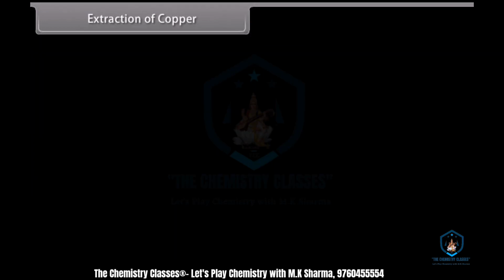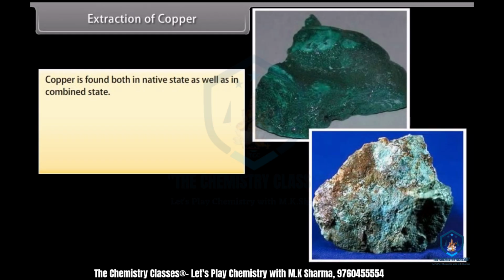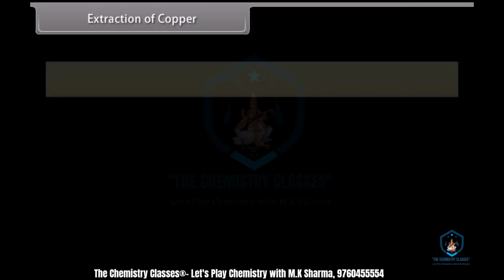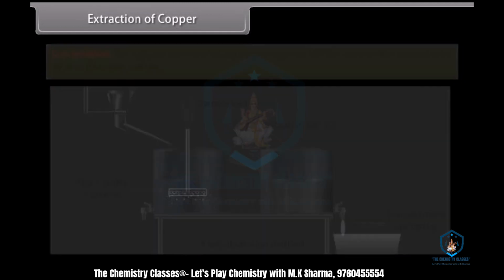Extraction of copper. Copper is found both in native state as well as in combined state. The main occurrence of copper is as sulphides, oxides, and carbonates. The important steps involved in the extraction of copper are concentration. The sulphide ore is mechanically pulverized into fine powder and then concentrated by froth flotation method.